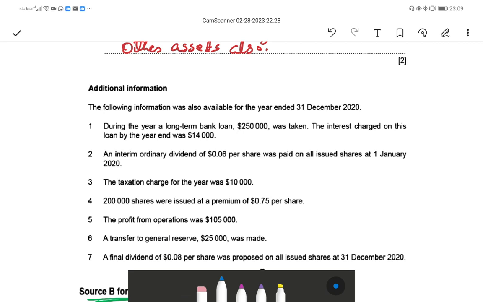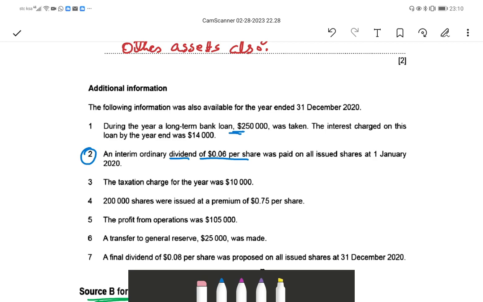During the year, long-term bank loan we will not enter in the statement of changes in equity. This is not the equity part. Next, an interim ordinary dividend of 0.06 per share was paid on all issued shares at January 2020.